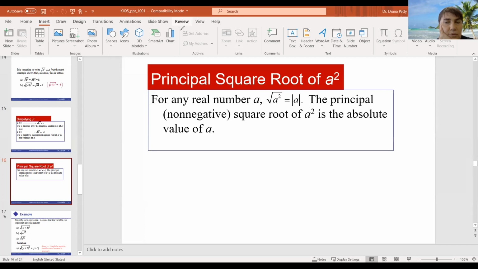Because absolute value was, if you want the absolute value of negative 3, this is going to be 3, right? Because it's 3. The absolute value of negative 3 is 3. So the absolute value does that.